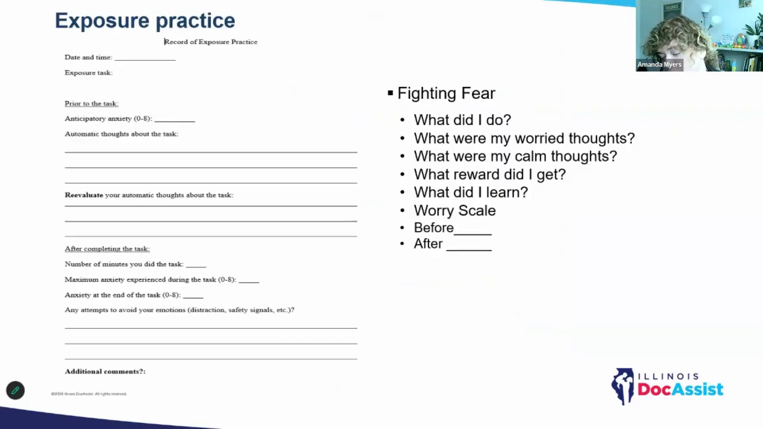And so then after the exposures, you want to do a reflection. You want to check in to see what did you do during the exposure? What were your worried thoughts? What were your calming thoughts? And then we always like to use positive reinforcement. You did a hard thing. You were brave. What reward did you get?